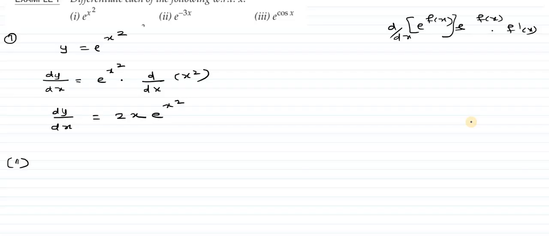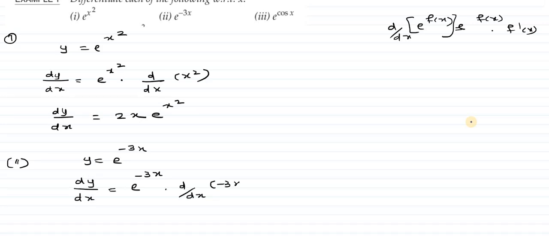Next, second sum, y equal to e power minus 3x. So dy by dx is equal to what? Dy by dx is e power minus 3x as it is, and then I have to differentiate what? Minus 3x. So it will be minus 3 e power minus 3x. Is that clear?